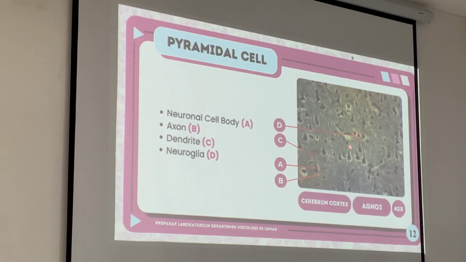Okay. And then these are the pyramidal cells here. And then this is the astrocytes. But if you want to see the astrocytes, it has to be a specific staining. So we cannot see astrocyte shape if you just use the silver impregnations or hematoxylin eosin. We will talk about it later. This is the neuron body.